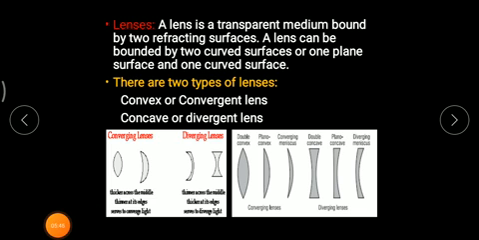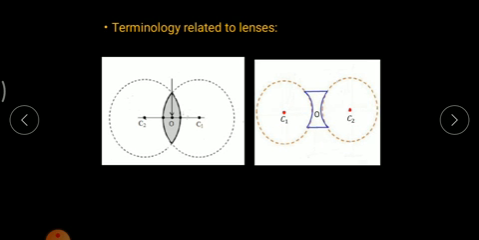So in short, what exactly are lenses? A lens is a transparent medium which has two refracting surfaces. There are two types of lenses, convex lens and concave lens. Convex lenses are converging lenses, whereas concave lenses are diverging lenses. Based on these lenses, we will study the terminology associated with lenses. So let's see what exactly the terminologies are.